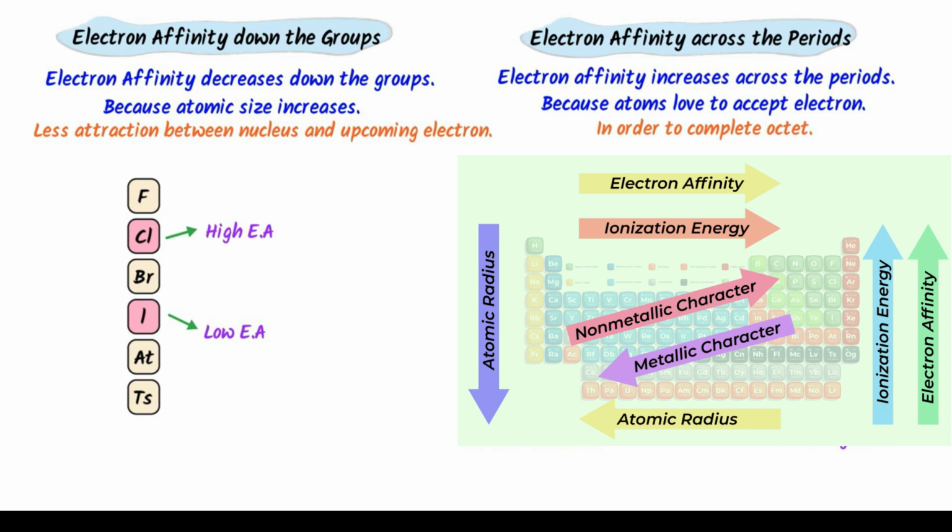It is because chlorine has smaller size and it can easily attract upcoming electron, while iodine has larger size. Down the group electron affinity decreases and across the period electron affinity increases. Hence, note down these important trends of the periodic table.